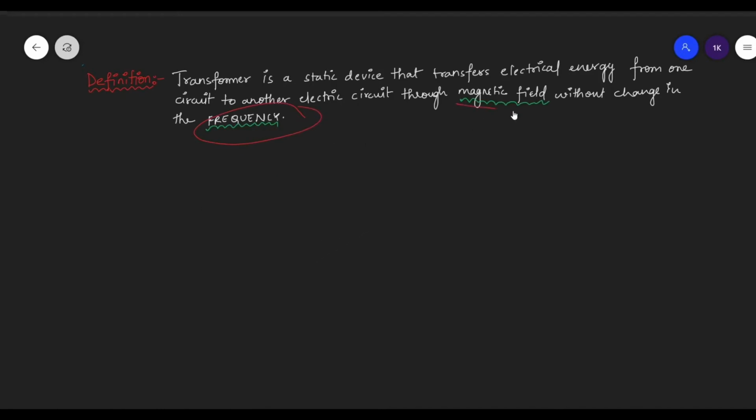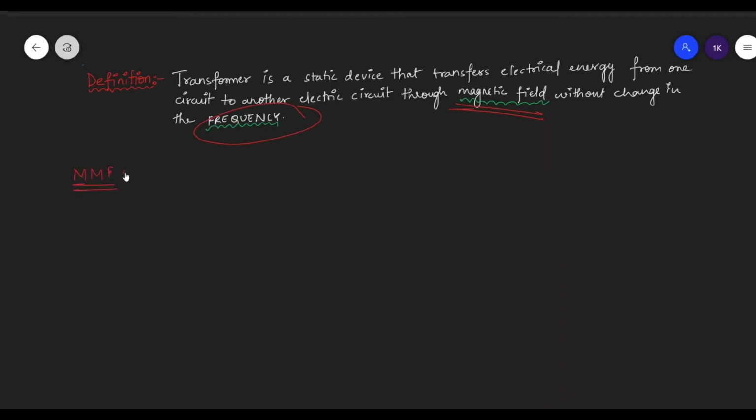And the other important thing is the magnetic field. So in order to understand transformer in a very descriptive manner, one should have a good idea about the magnetic field. So I will start with the basics of magnetic field in order to understand the transformer. So let me start with MMF.